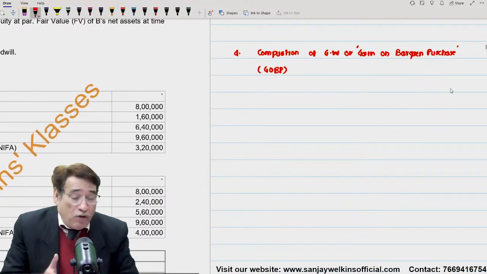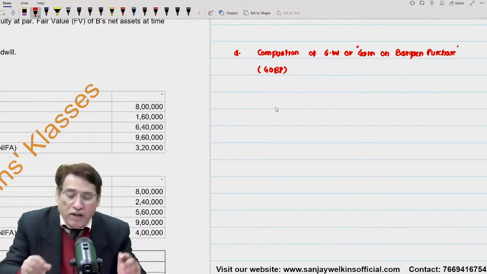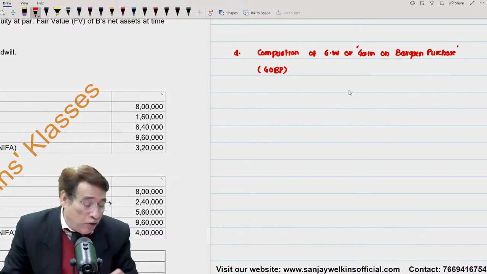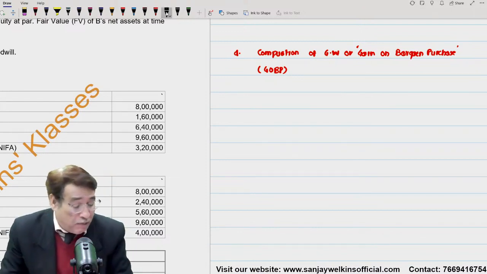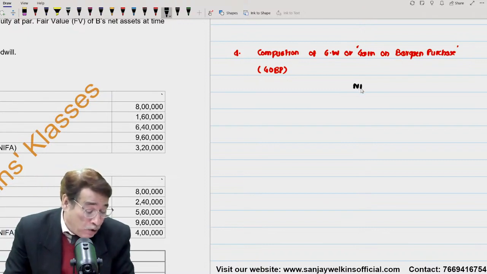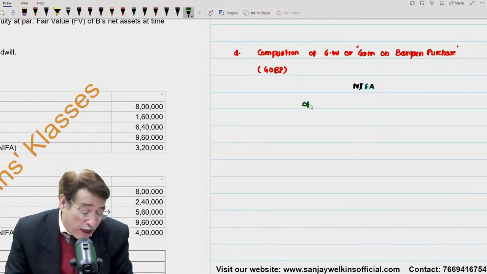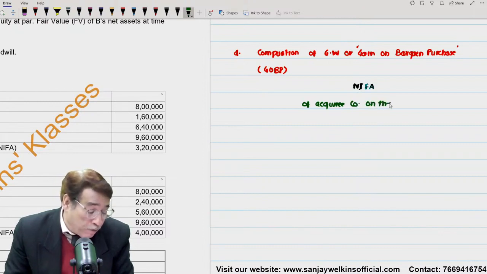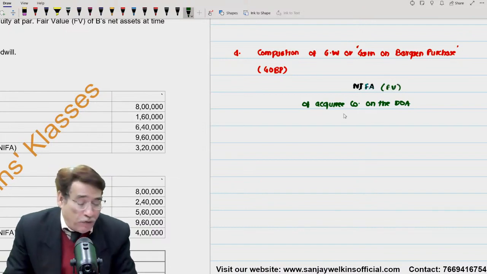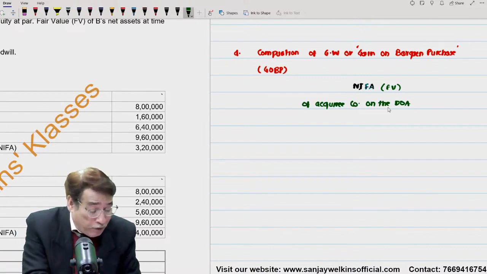Well, in order to compute the gain on bargain purchase, it is very simple. In fact, you have already learned that. Now I will tell you. First of all, you will take into account the NIFA. And you know the meaning of NIFA now. Whenever I use the word NIFA, it means net identifiable assets of the acquiree company on the date of acquisition. Of course, NIFA will always be considered at fair value. Is it clear to you? First of all, you will have to find out the NIFA and it will always be available in the question.